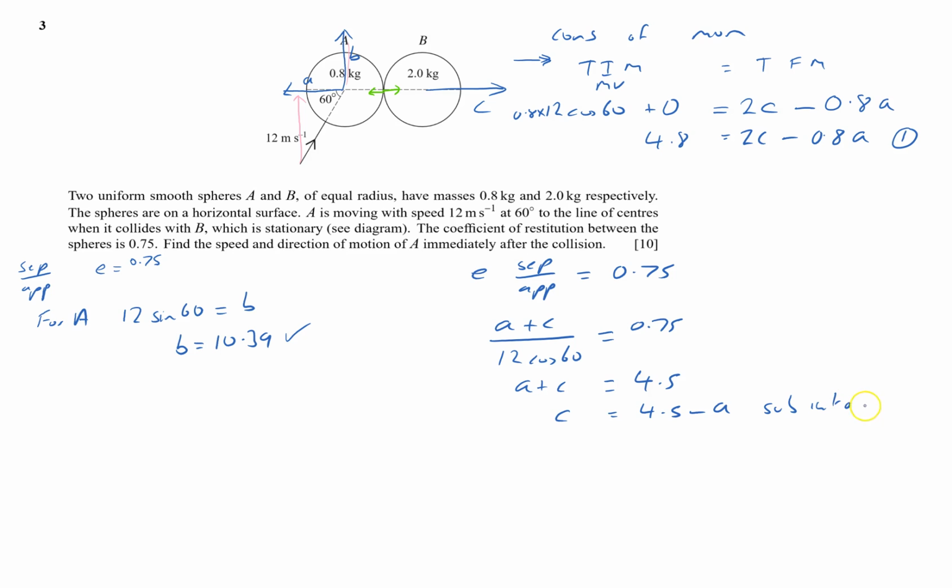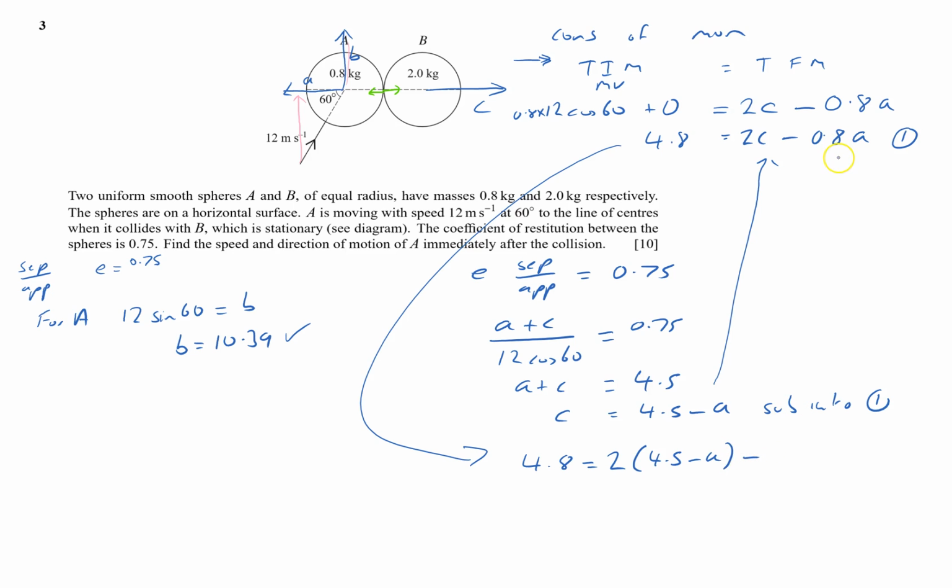Then sub into equation 1, so that bit there will become that, and that will give me 4.8 equals 2 lots of that bit, so 2 times 4.5 minus A, minus the 0.8A. That's great, so I've got A's involved here. 4.8 equals 9 minus 2A minus 0.8A, so that'll be minus 2.8A, so 2.8A equals 4.2, and so A equals 1.5. Marvellous, I can now find the speed and direction.